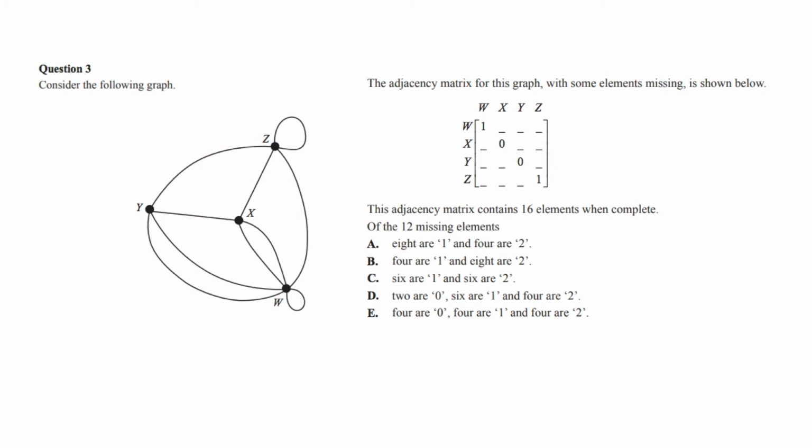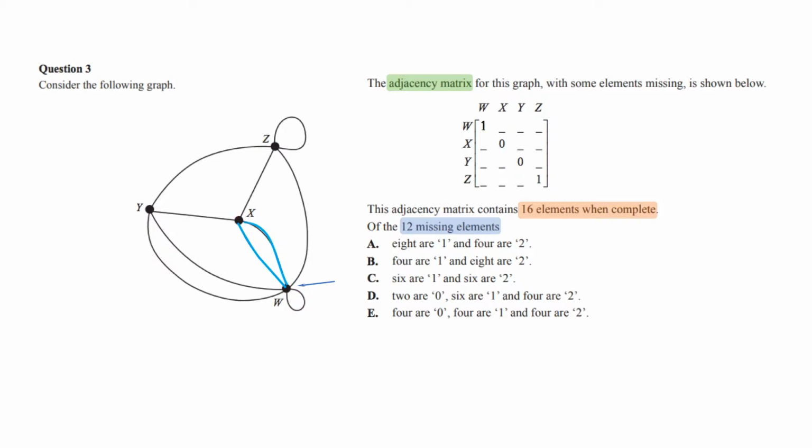In question 3, we are given a graph and its adjacency matrix with some elements missing, as shown in the matrix below. This adjacency matrix contains 16 elements when complete. The question is asking for the 12 missing elements. Let's start with vertex W. There is a loop here. This is why there is a 1 in row 1, column 1.